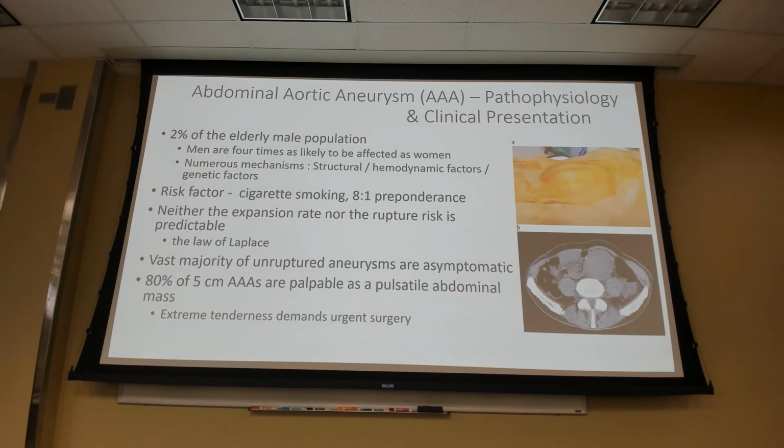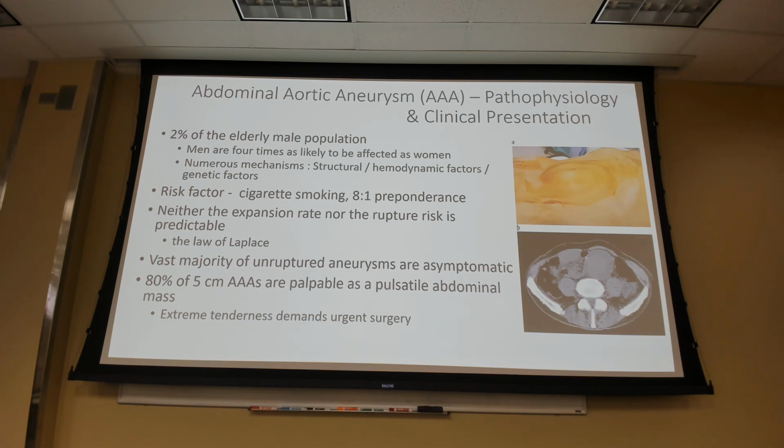All right, so abdominal aortic aneurysm. Typically elderly, more common in males. And then there are numerous mechanisms here. Genetic factors play a big role. Smoking plays a huge role.